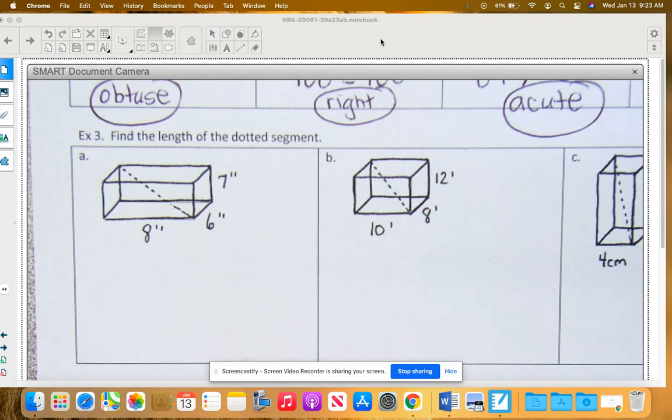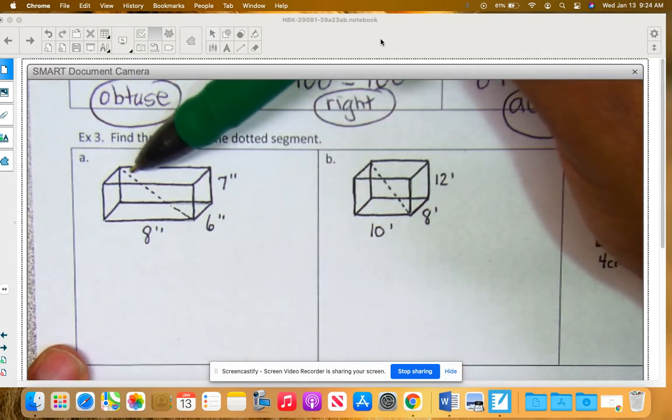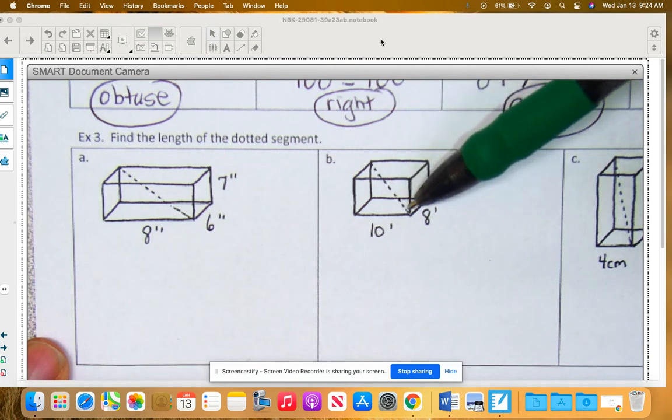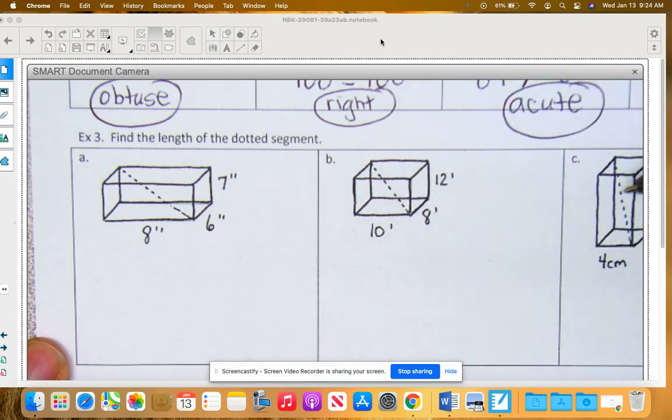The last little piece that we're going to do with the Pythagorean theorem is that we're going to use the Pythagorean theorem to help us find the length of a dotted segment. So we're looking at three-dimensional shapes, rectangular prisms or a cube, and we're going to find the hypotenuse, and that's kind of like air quotes around there, but we're going to find the length of the diagonal line from one corner to the next. Down here we'll do 3 examples from one corner to the next.